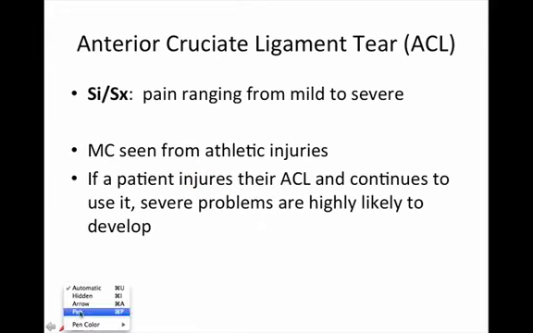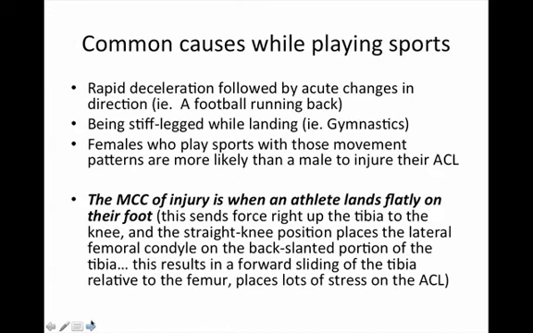Okay, so signs and symptoms, pain, can range from mild to severe depending on the degree of the tear. Now this is most commonly seen in athletes because you commonly tear it during athletic events. Okay, so if a patient injures their ACL and continues to use it, it can lead to severe problems down the road. So make sure they get off their feet.